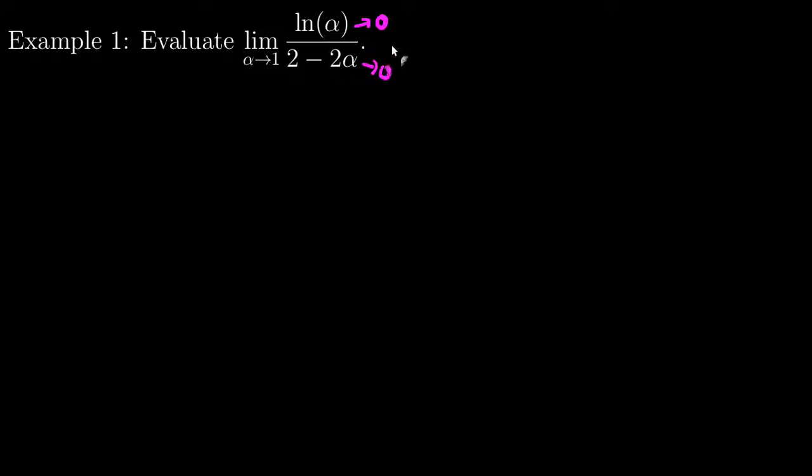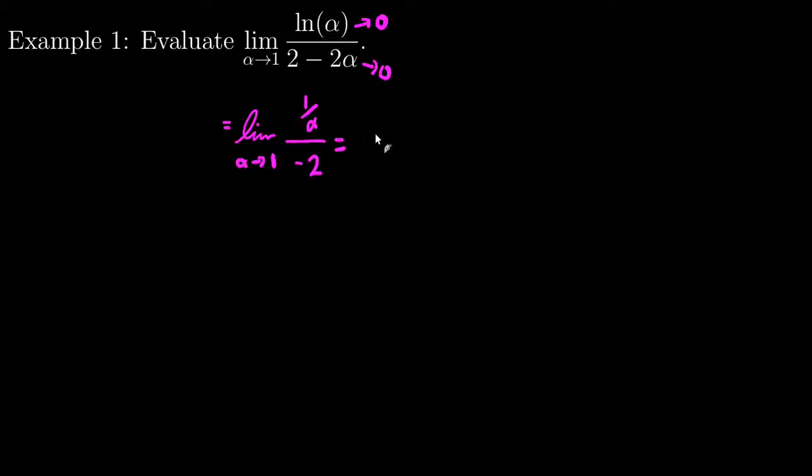Now that I see I have a case where it's 0 over 0, I know that I can take the derivative, so this must equal the limit as alpha approaches 1 of the derivative of the natural log, which is 1 over alpha. The derivative of 2 minus 2 alpha is negative 2. And you should always clean up the algebra each step. In this case, you can see it'll work out either way, but sometimes you might get stuck going further and further and never finish off if you don't just do the algebra.